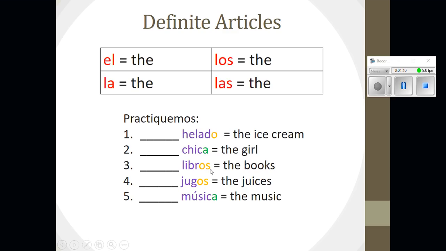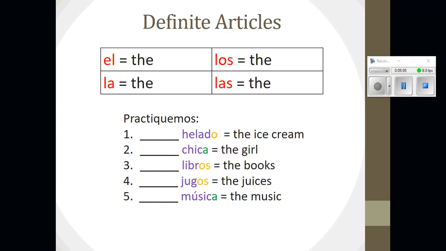Libros ends in OS. That tells us it's masculine and plural. Therefore, we need the masculine and plural definite article that means the, which would be los. Los libros are the books. The same for jugos. Notice it ends in OS, which tells us it's masculine and plural. Therefore, we need los for that one as well. Los jugos is the juices.